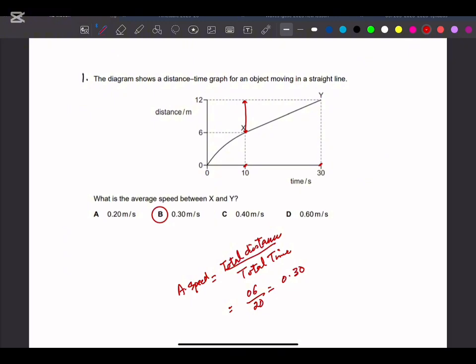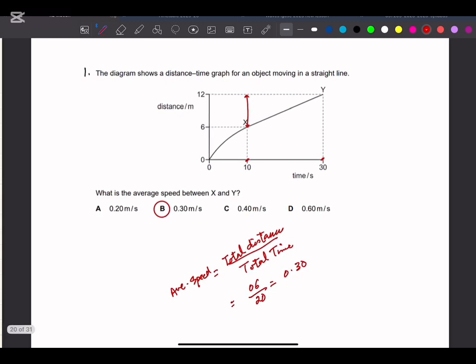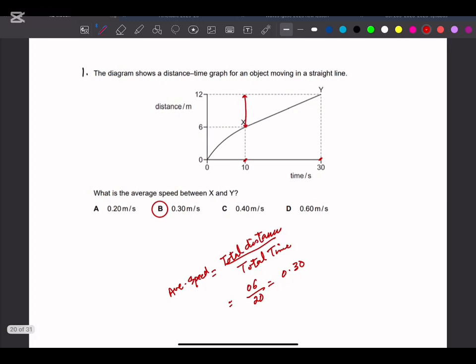Average speed is equal to total distance divided by total time. This is very simple, but remember this point that they are not asking average speed from 0 onward, but they are just mentioning here that the average speed between x and y is required. So be careful: x and y. So x and y is only this distance, and the time is obviously 20. So you will calculate like this.